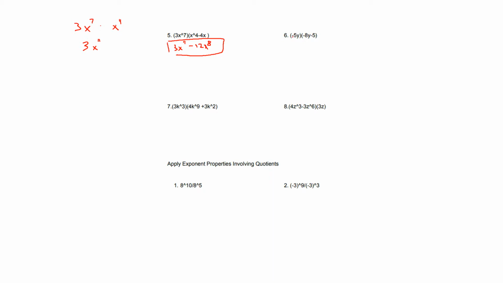Number 6, multiply the negative 5y with the negative 8y, so it becomes positive 40y squared. Then multiply with negative 5, so it becomes positive 25y as your answer.